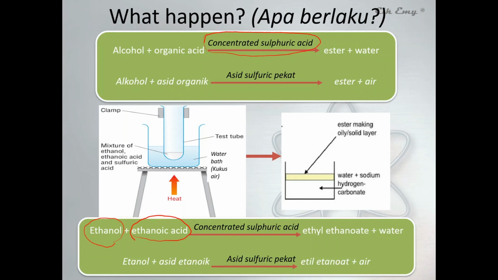So this concentrated sulfuric acid, it is actually a catalyst. Pemangkin. So pemangkin ni dia nak mempercepatkan tindak balas. Okay, macam yeast tadi kan. So it is to increase the rate of reaction.